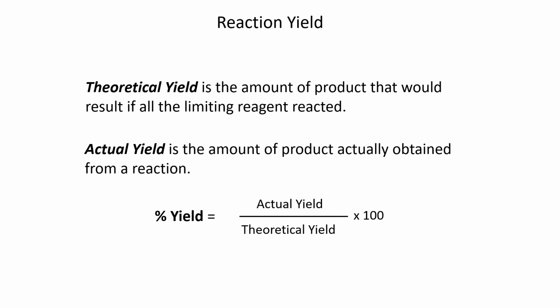So, the definition of theoretical yield is the amount of product that would result if all the limiting reactant were consumed. The actual yield is the amount of product that is really made. How much do we really get when our reaction is complete? And then percent yield is the actual yield, how much we really produced, divided by theoretical yield, how much we theoretically could make if all that limiting reactant was used up, times 100.